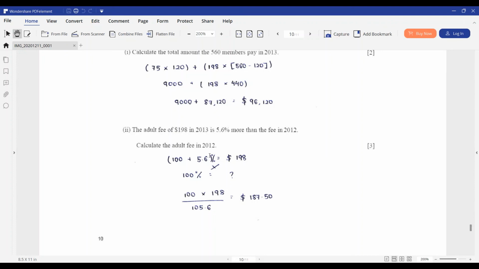So what is the actual price? What's 100% actually? So we're going to cross multiply. 100 times 198 over 105.6. So 19,800 over 105.6 is $187.50. This is the adult fee in 2012.